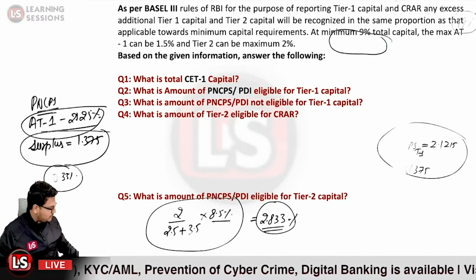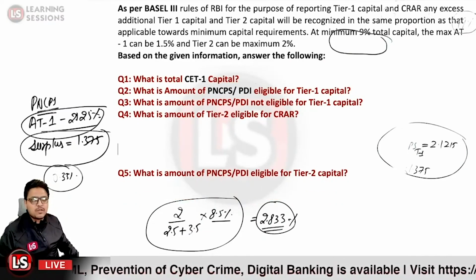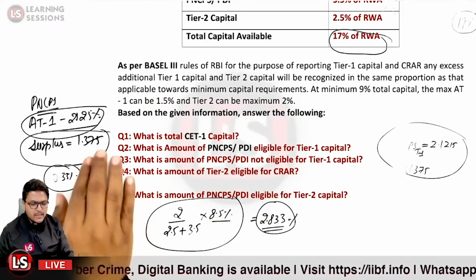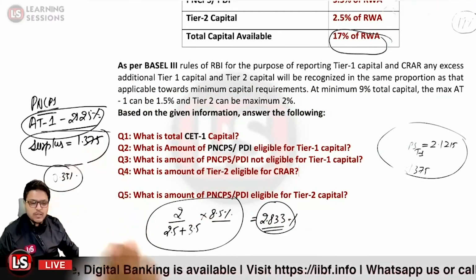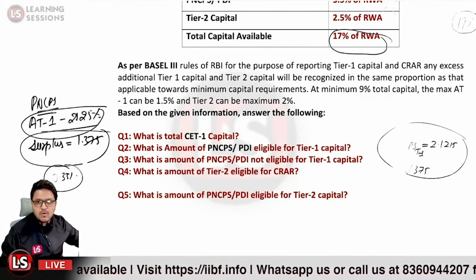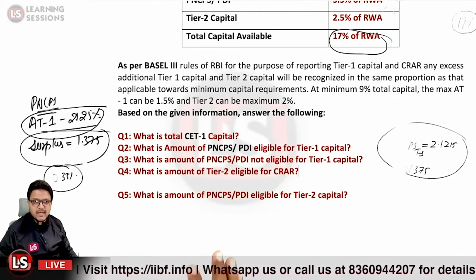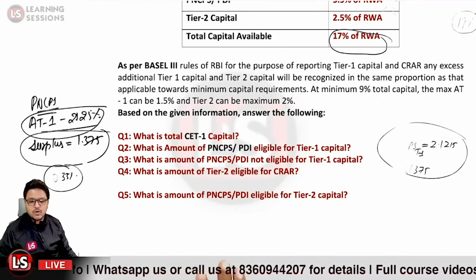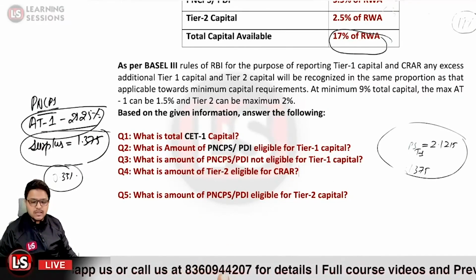for the tier 2 capital? So what is the amount that is eligible for the tier 2 capital? That is the answer that we have already calculated, the surplus. Okay, so question number 5 says, what is the amount of PNCPS or PDI eligible for the tier 2 capital?